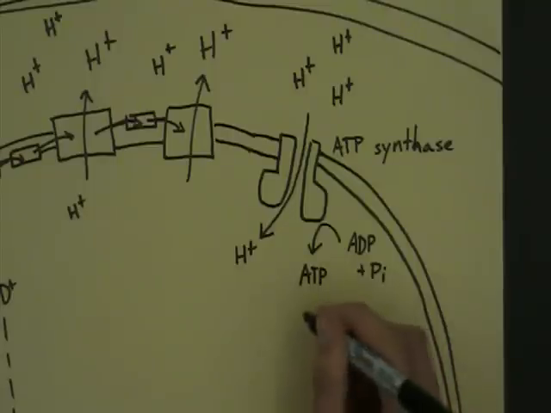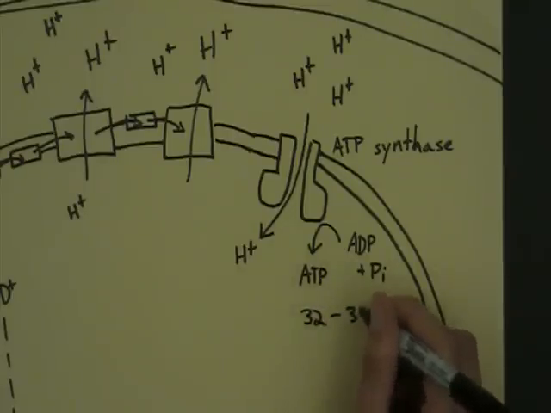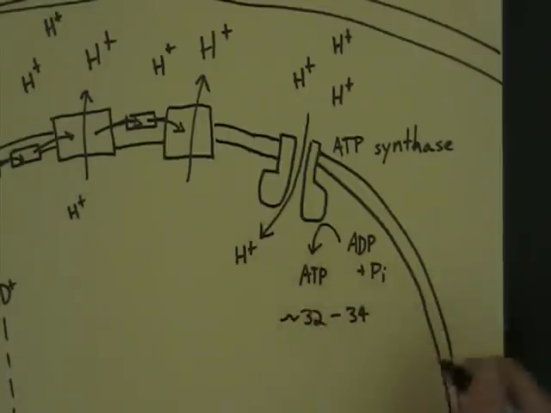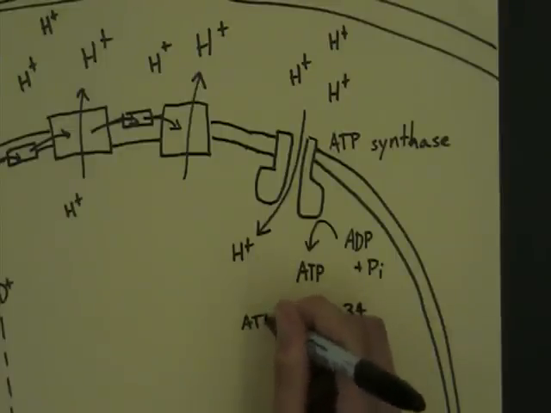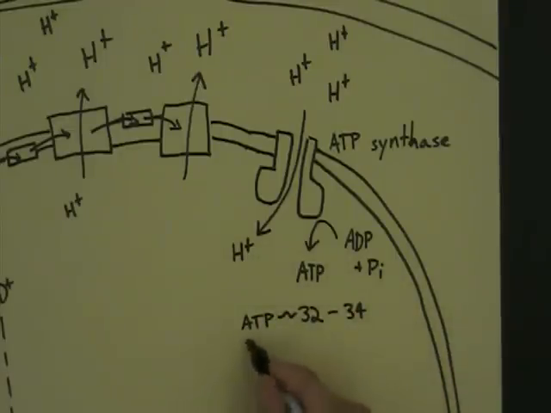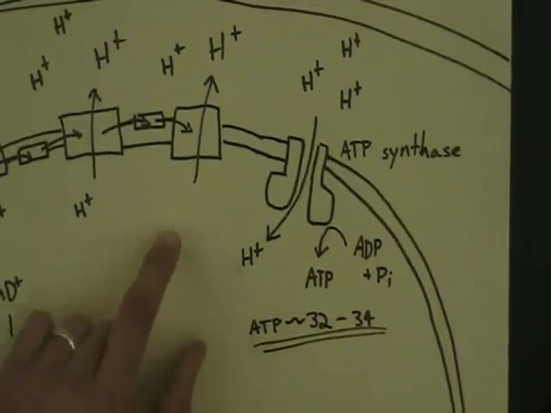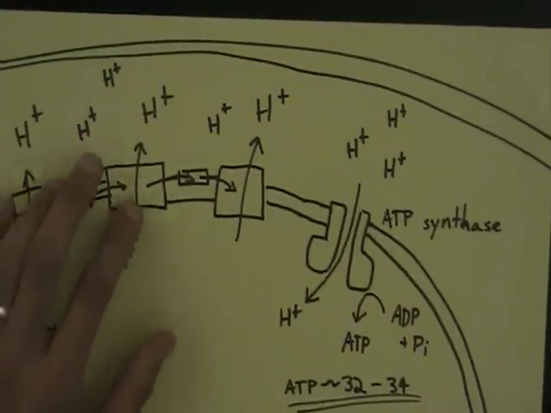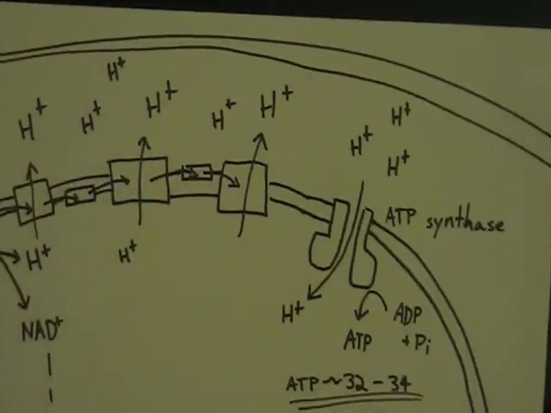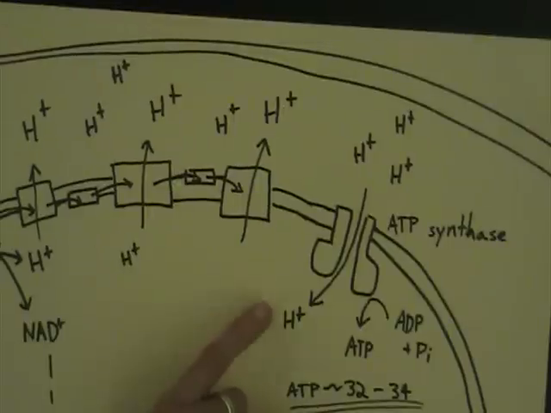Per glucose molecule, we get approximately 32 to 34 molecules of ATP. So this is a very large amount of ATP that is being made by this process. The hydrogen ion concentration gradient then is being maintained by hydrogens being pumped into the intermembrane space. It is actually also being maintained, this concentration difference, by hydrogen ions being used up in the matrix.